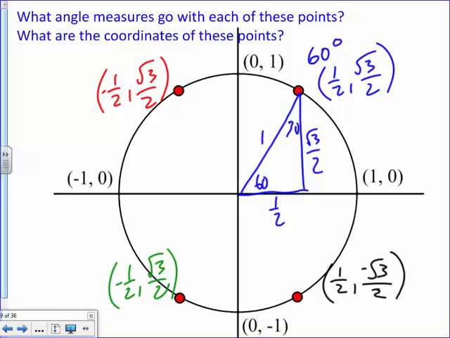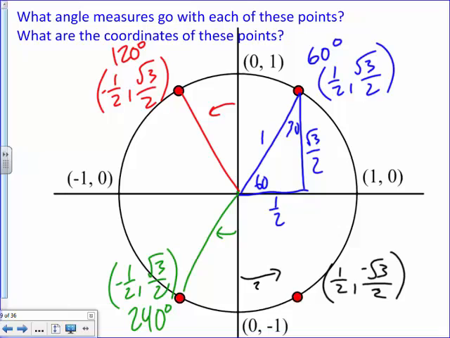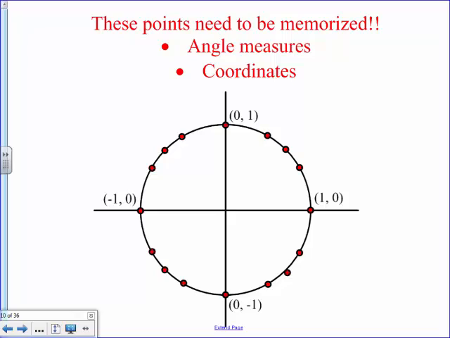And what would the degrees of all these be? Well, the red guy up here would be 30 degrees from 90, which is 120 degrees. And then down here, this would be 30 subtracted from 270, so that would be 240 degrees. And lastly, this would be 30 added on to 270, which is 300 degrees. So what we need to do is actually memorize these angle measures and coordinates. Wow, that seems hard. Okay, but I bet it's not too bad.